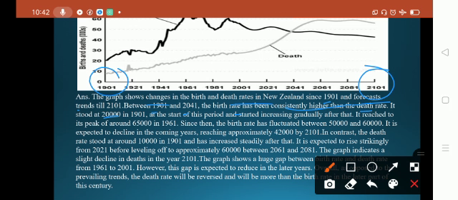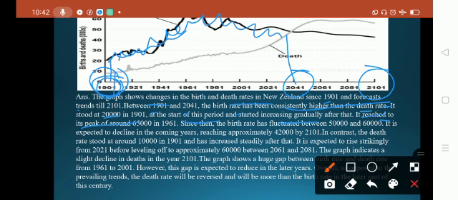It means the birth rate from this year, that is 1901, to 2041, you can see the birth rate is higher and higher. It keeps increasing. Clear? It stood at 20,000 in 1901. Means in 1901 it was just 20,000 at the start of this period, and started increasing gradually after that. So it started increasing after that year.